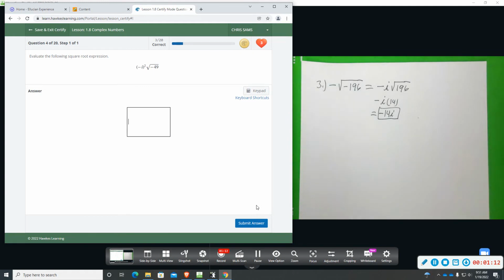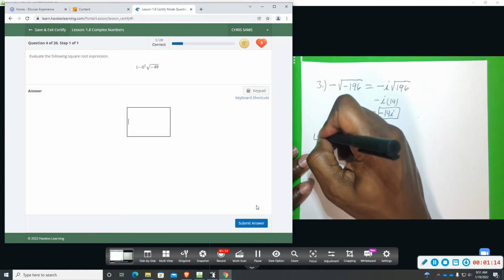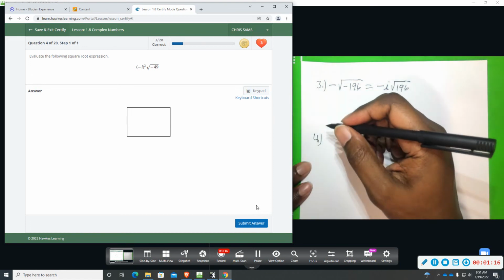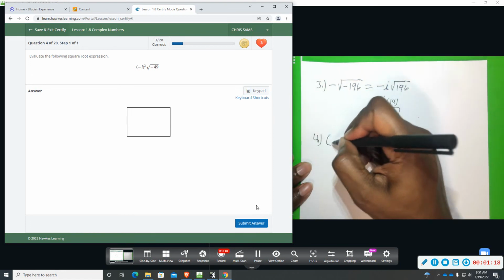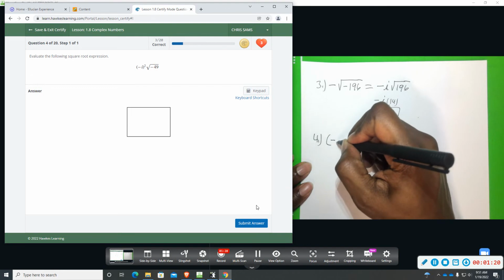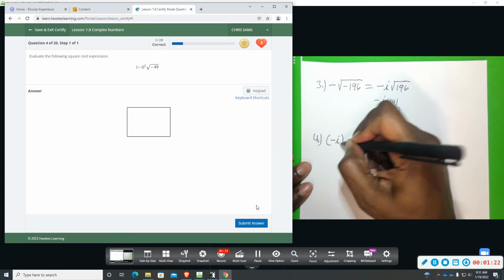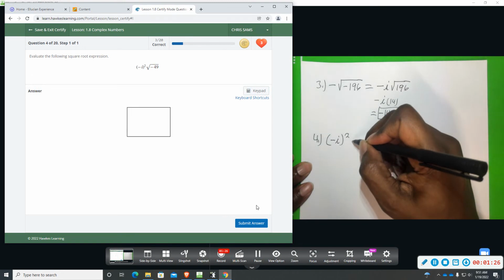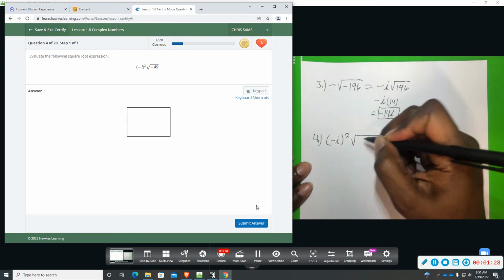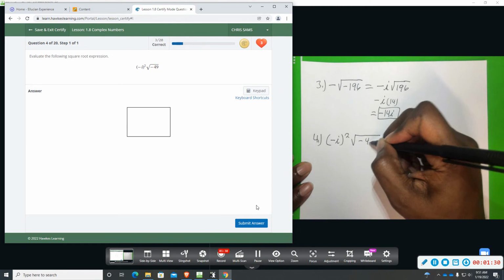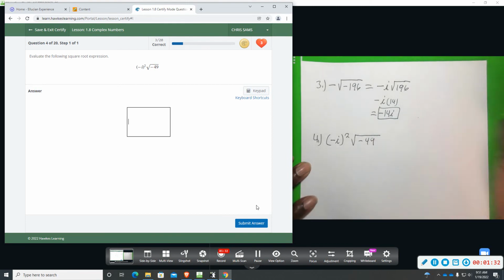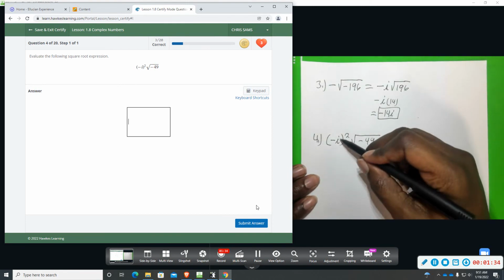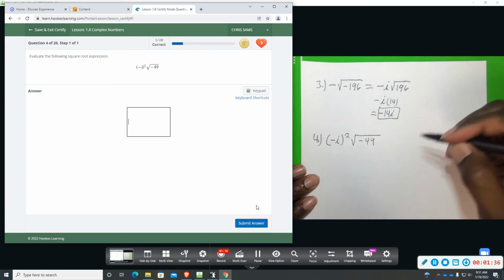Okay, number 4. So we have in parentheses a negative I, and then it's squared, and then we have square root of negative 49. Okay, so let's talk about where the I comes from and what I squared is, because we'll be using that quite a bit.